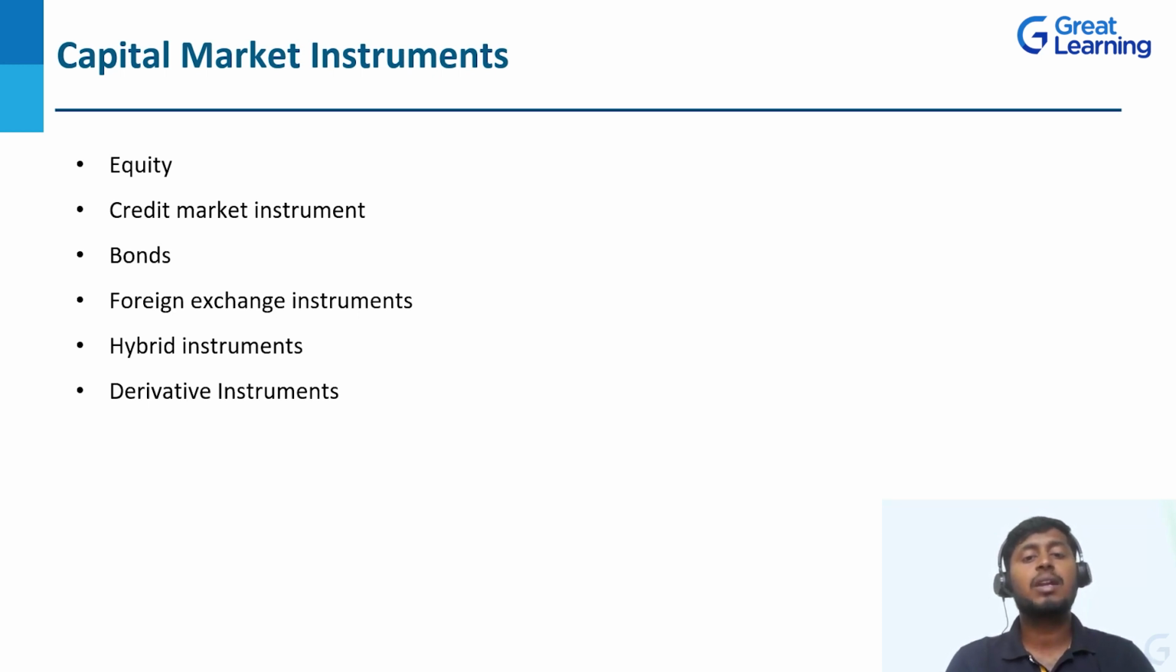Second one, credit market instruments. A credit market instrument is nothing but a debenture. In debentures also, we have so many types: convertible debenture, non-convertible debenture, redeemable debenture, irredeemable debenture, secured debenture, unsecured debenture. So many types of debentures are there. Whichever the company issues, they are purchased from the capital market only the first time. The debenture holders are not the real owners of the organization. They are like an outsider or third party for the organization. They have invested in the debt instrument.